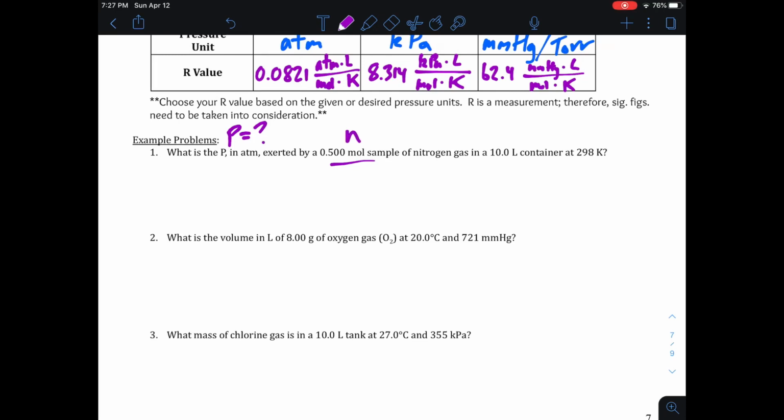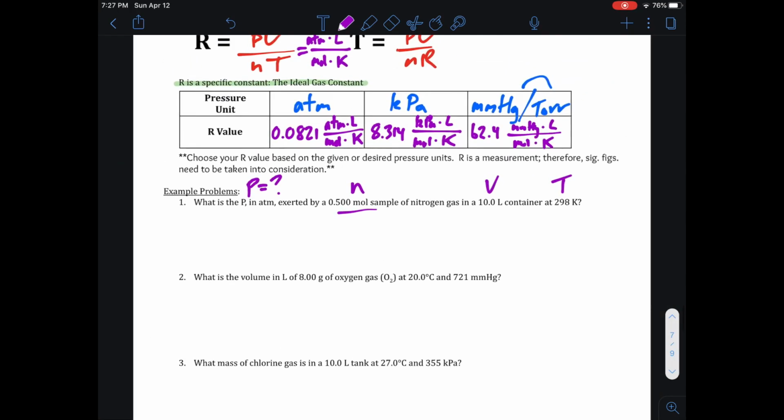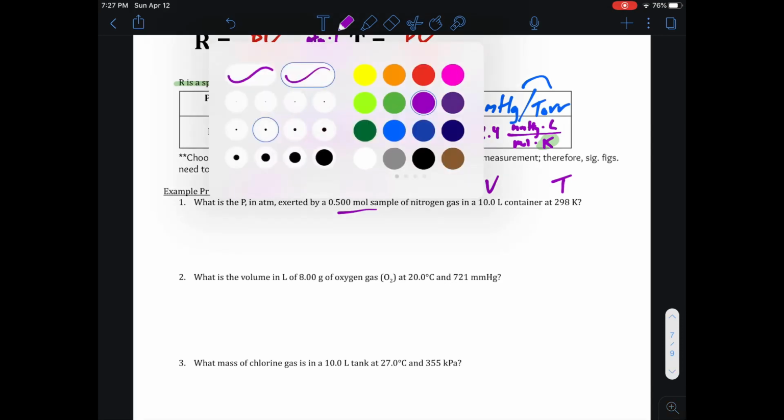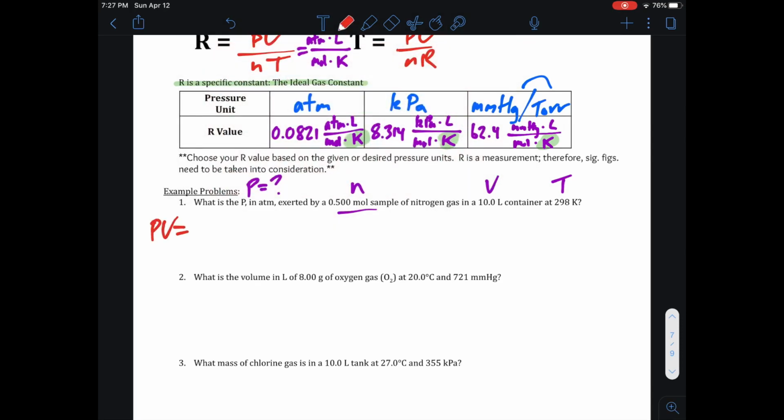This is our n. Of a sample of nitrogen gas, okay, so it says nitrogen gas, but that's not going to change anything. We have a volume, 10.0 liters, at 298 Kelvin. Just like before, we got to make sure that our temperature is in Kelvin, because notice that our R value only works in Kelvin. Okay, let's start with our equation. PV equals nRT. We're solving for pressure. Pressure equals nRT over V.